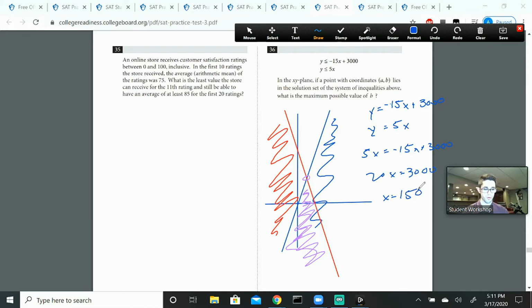And now we're looking for the b value, which is in the y position. So we can just do y equals 5 times 150, and y equals 750. And that would be our answer. All right, 2 tests down.